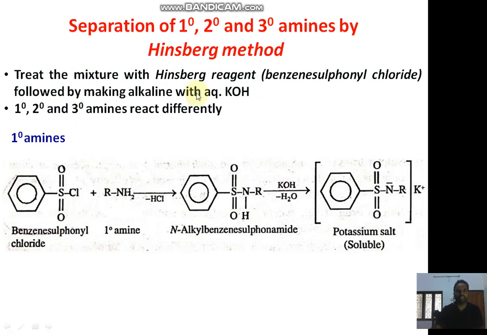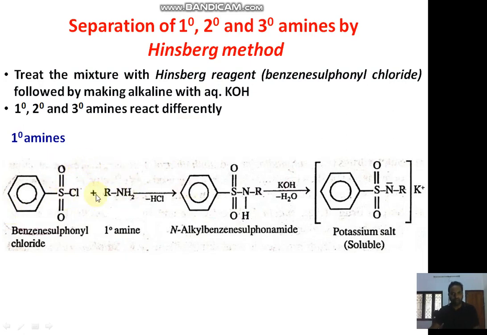After treating with Hinsberg reagent, we have to make the solution alkaline with aqueous potassium hydroxide. The principle behind this separation method is that the primary, secondary, and tertiary amines react differently with Hinsberg reagent. So that is being utilized here. If you have a mixture which has the 3 kinds of amines, in the mixture, the primary amine reacts in this way.